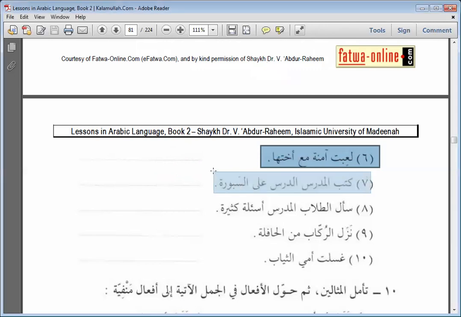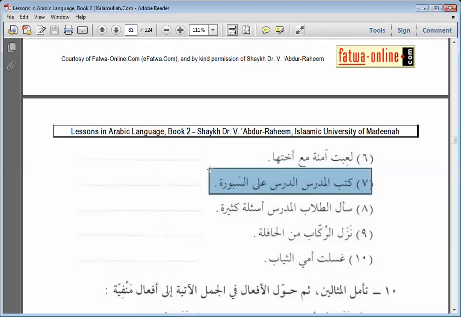Next one. كتب المدرس الدرس على السبورة. Who wants to try this one? Change it to present tense. So instead of kataba, we have what? يكتب. يكتب المدرس الدرس على السبورة. So say after me: يكتب المدرس الدرس على السبورة.